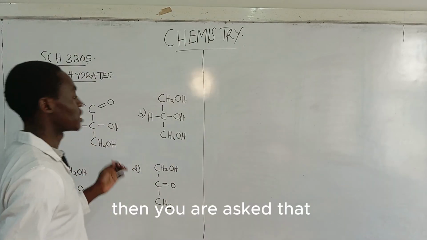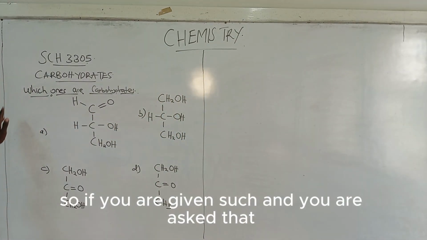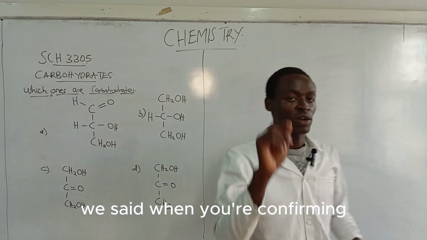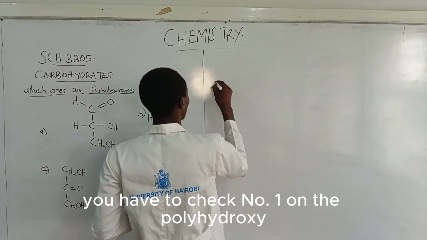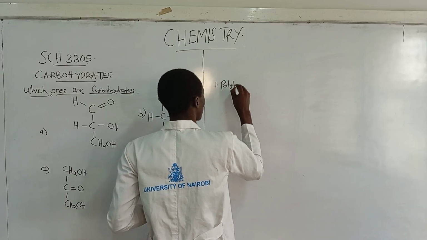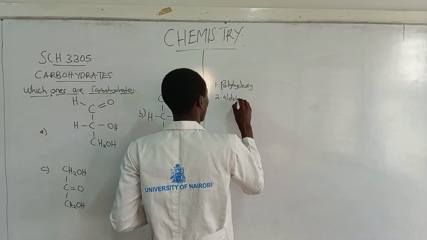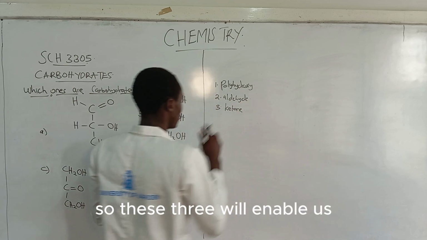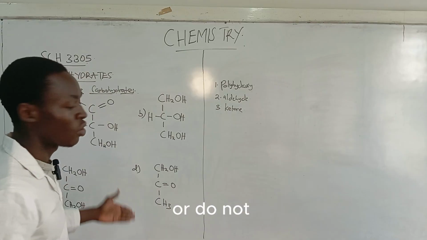Then you are asked which ones are carbohydrates. Remember that when you are confirming whether one fits as a carbohydrate, you have to check on 3 things. You have to check number 1 on the polyhydroxy, and it has to be either an aldehyde or a ketone. So these 3 will enable us to distinguish if they make up a carbohydrate or not.